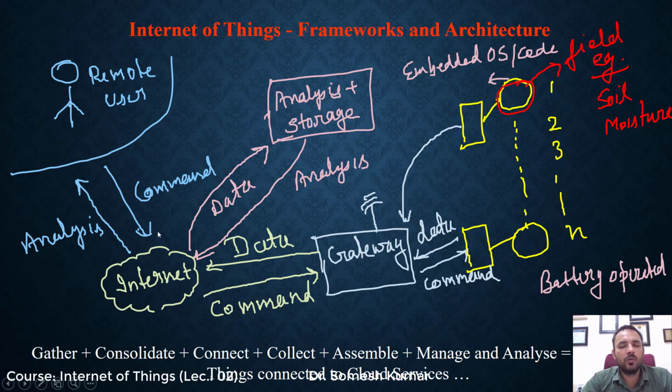So first this remote user sends a command, okay, I need to find the stress conditions on this field. Now this command goes from the internet to the gateway, and this gateway sends the command to the IoT devices. These IoT devices sense the soil moisture, temperature, and humidity. So all these parameters of this particular field are sent back to the gateway. Now this gateway sends this data to the internet. Now this internet sends this data to the analysis and storage unit.